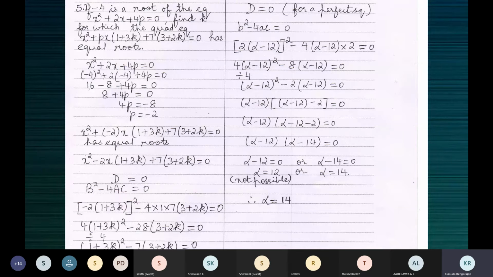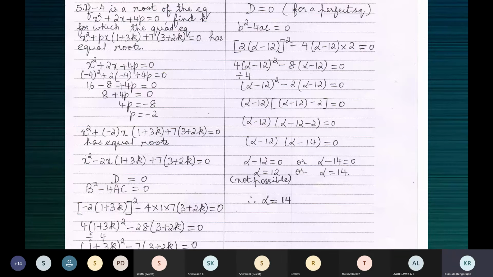So children, I was asking you, now quadratic equation, let's fill something in our mind. Quadratic equation, quadratic formula, b square minus 4ac, discriminant.